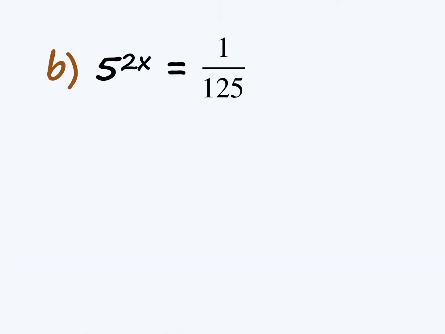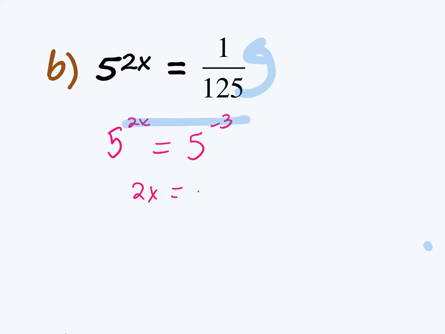Okay, B. Can I change them both to have the same base? Yes. What can I move? It doesn't have to be done this way, but this goes to the top, right? And it would be what? 5 to the negative 3. Good. So 5 to the negative 3 equals 5 to the 2x. Just set my exponents equal to each other. 2x equals negative 3, divided by 2, and x equals negative 3 halves.